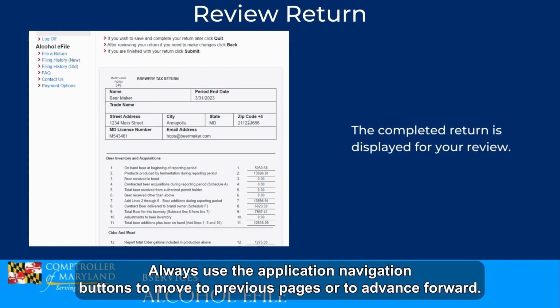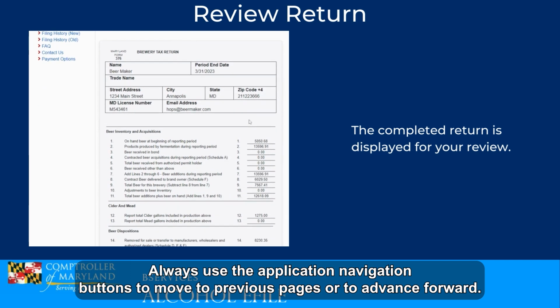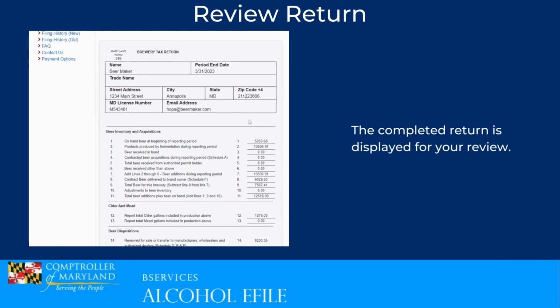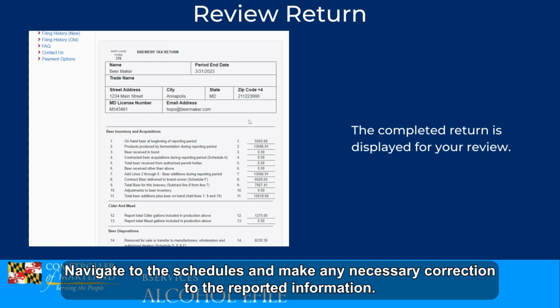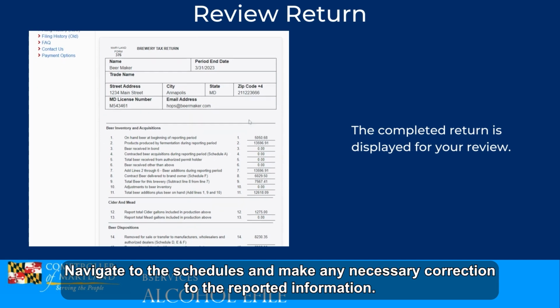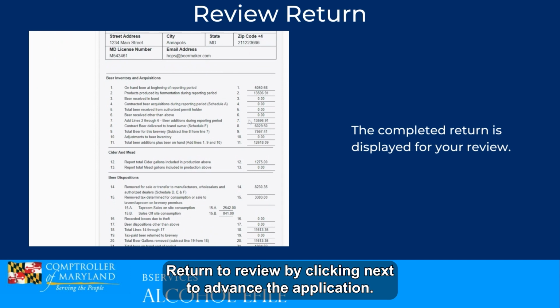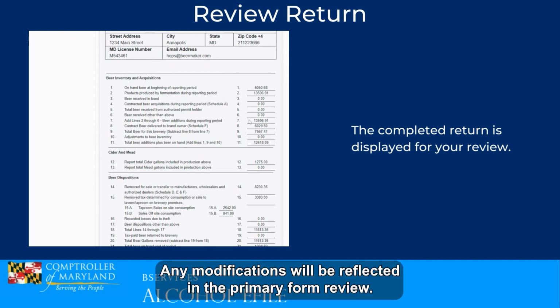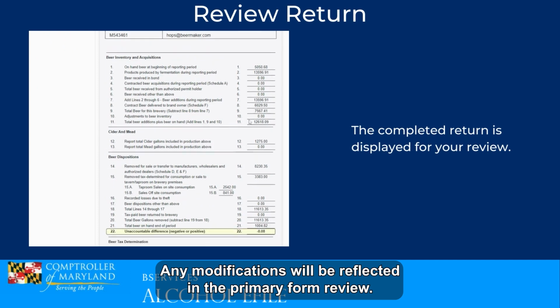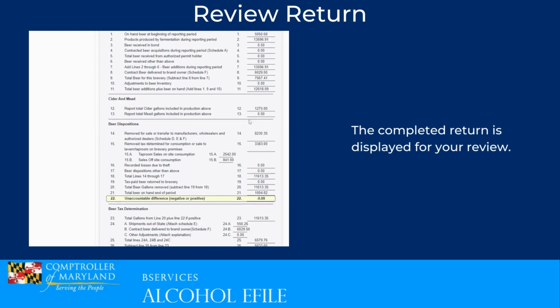Always use the application navigation buttons to move to previous pages or to advance forward. Navigate to the schedules and make any necessary correction to the reported information. Return to review by clicking Next to advance the application. Any modifications will be reflected in the primary form review.